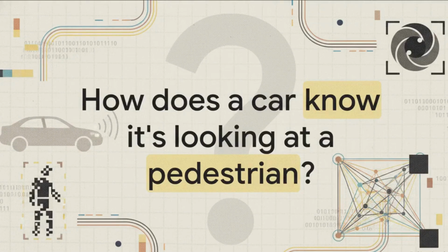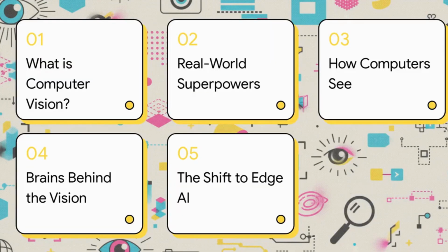Seriously, think about this for a second. How does a car actually know it's looking at a human being crossing the street? It's a wildly profound question when you stop and think about it. How does a combination of glass, silicon, and code manage to replicate something as impossibly complex as human sight? We interact with this tech literally every single day, yet the actual mechanics operating underneath the hood remain a total mystery to most of us. Okay, let's dive into this.